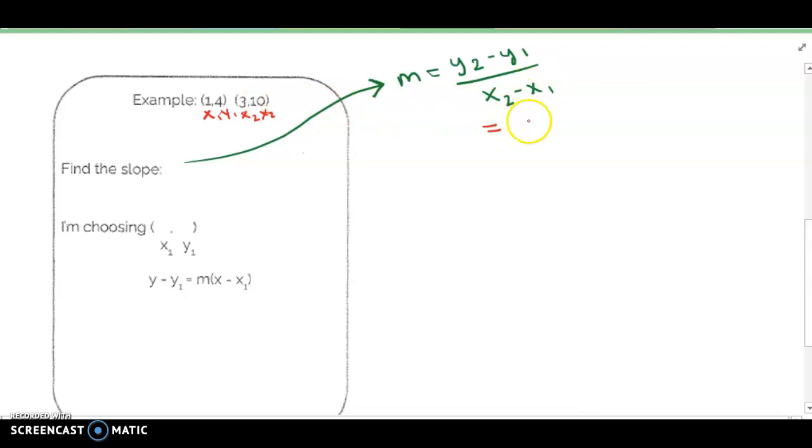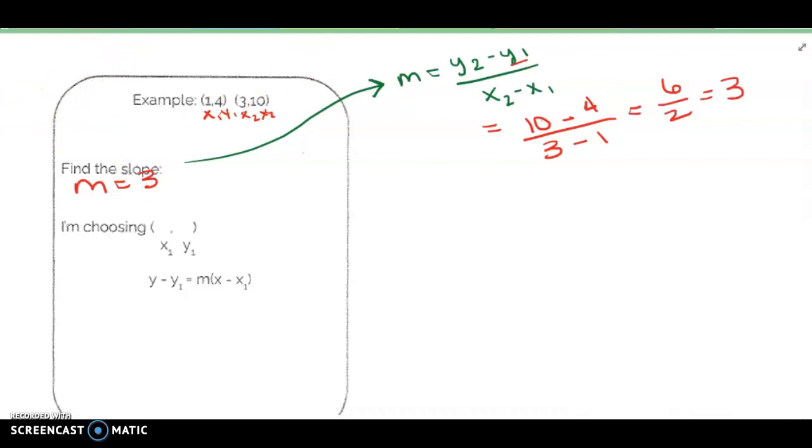So my y2 is 10 minus my y1 is, nope, my y1 is 4, sorry. 10 minus 4 over my x2 is 3, my x1 is 1. So 10 minus 4 is 6 over 2. I reduce that. That is 3. So my slope is 3. All right. Now you can go back up here and you can choose any point you want. It doesn't matter which one. I prefer to choose the one with the lower numbers just because I do. So I'm going to choose 1, 4.